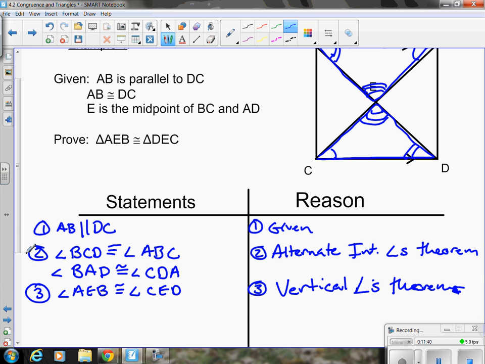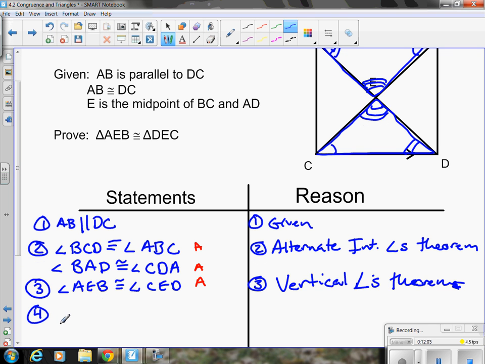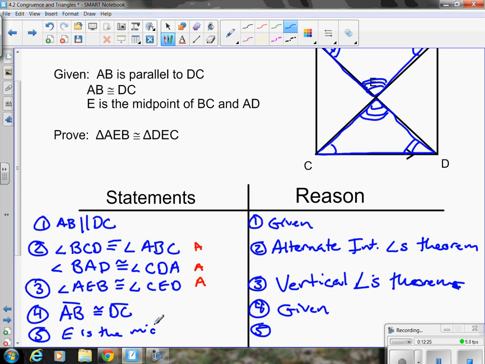And so we get now, I'm going to change colors here. I have one angle, two angles, three angles. So I showed three parts are congruent to three parts, but I still need to show three sides are congruent to three sides. So I'm given one of those. I'm given AB is congruent to DC. That was a given. And I'm left with one more given, that E is the midpoint of BC and AD. That was given.